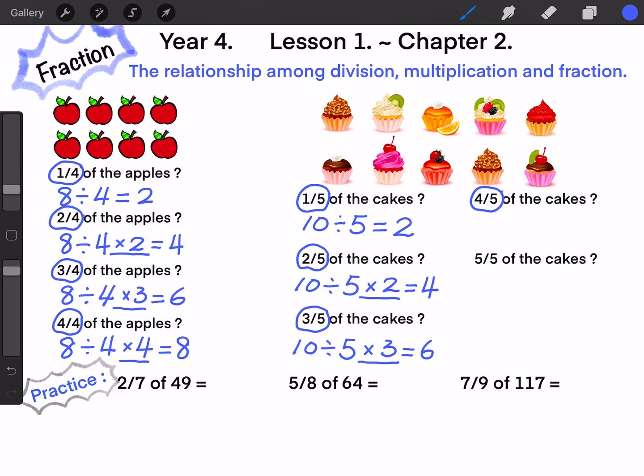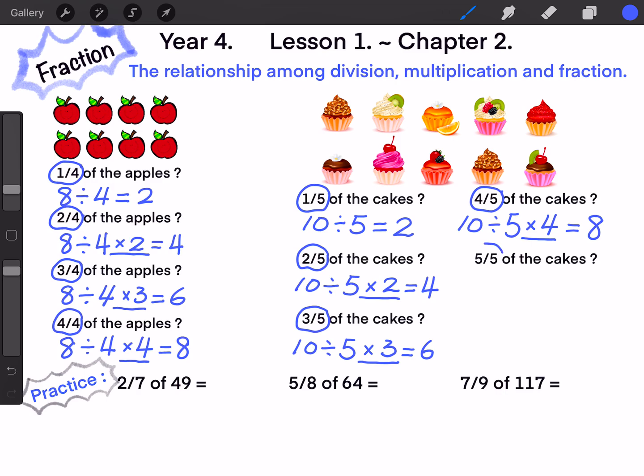4/5 of the cakes. The same, we divide 10 cakes into 5 equal groups, and then in 4 groups, totally there are 2 times 4 equals 8 cakes. So 4/5 of the cakes equals 8 cakes.